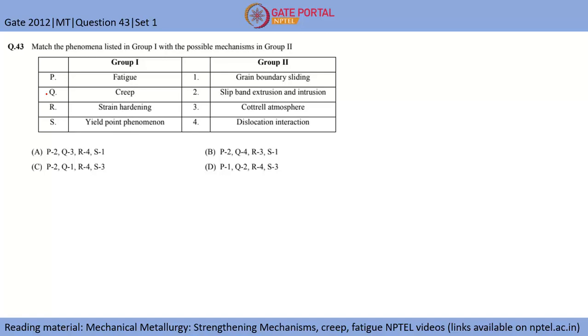This is question number 43, GATE Metallurgical Engineering 2012 question paper. Match the phenomena listed in group 1 with the possible mechanisms in group 2. Group 1 consists of fatigue, creep, strain hardening, yield point phenomena. And group 2 mechanisms include grain boundary sliding, slip band extrusion and intrusion, Cottrell atmosphere, and dislocation interaction. So group 1 should be matched with group 2.